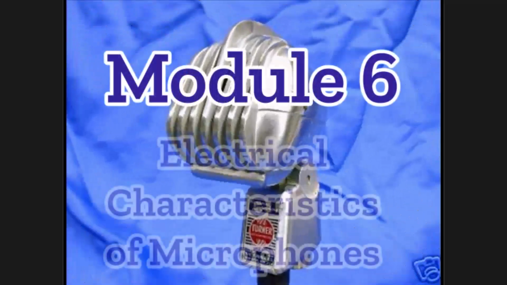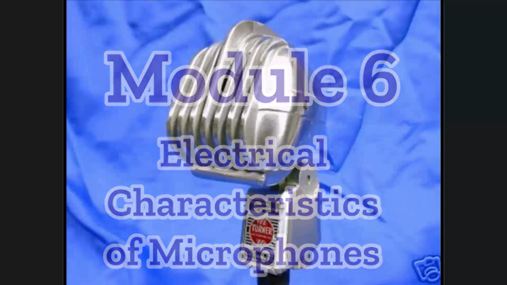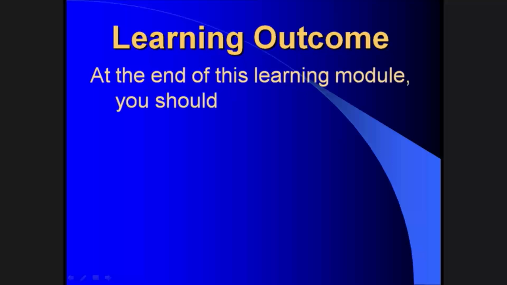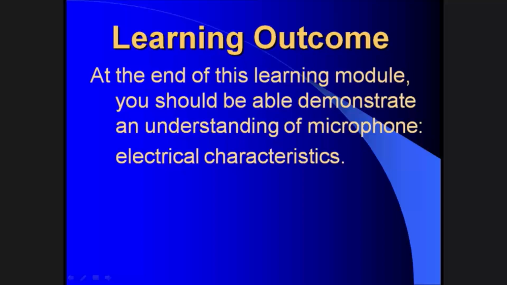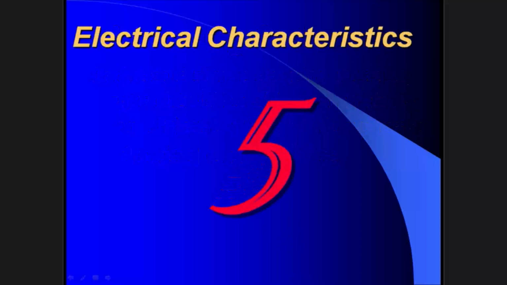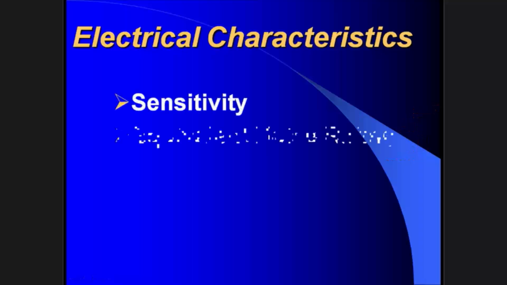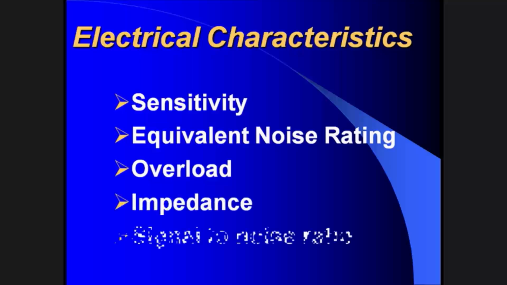Welcome to Module 6, the electrical characteristics of microphones. In the previous sections, we studied the acoustical characteristics. By the end of this module, you should be able to understand the electrical characteristics of microphones. There's 5 electrical characteristics of microphones, real quickly: sensitivity, equivalent noise rating, overload, impedance, and the signal-to-noise ratio of a microphone. Let's take a look at what these are.